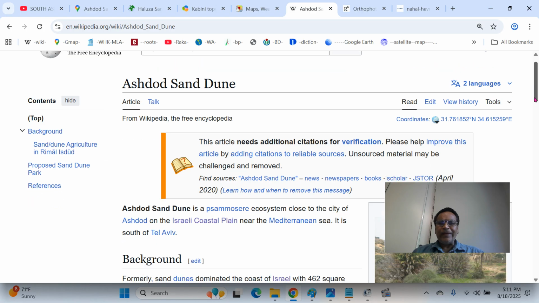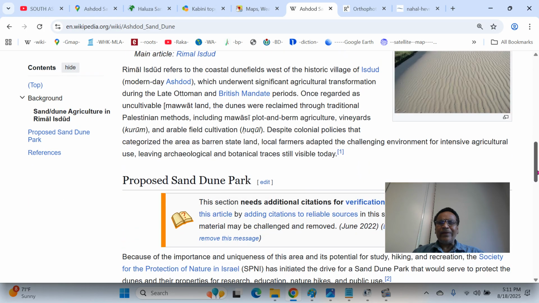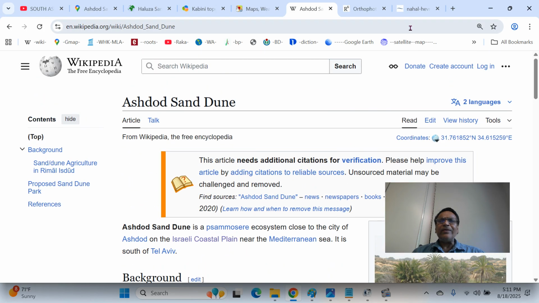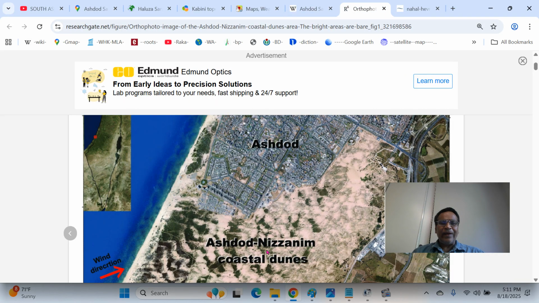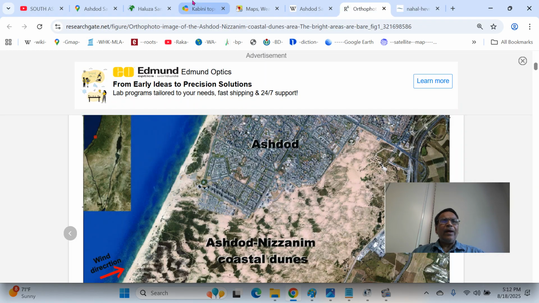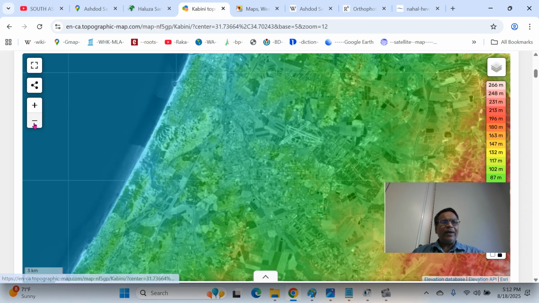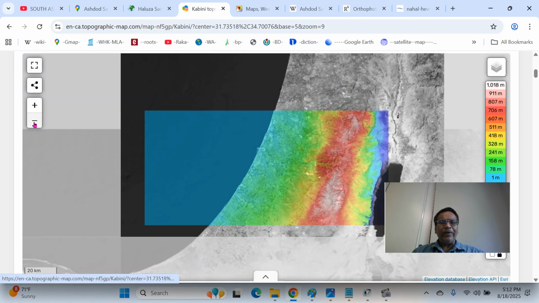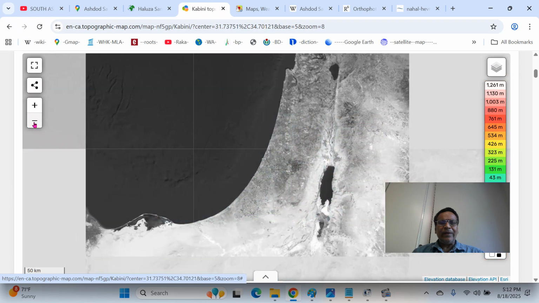Here are the Ashdod sand dunes, which I have shown in this Wikipedia page. You can see the unique geographic and physiographic features. They again show Ashdod town, and south of it are the Ashdod sand dunes. That's not that important. And having seen that, we look at the other prominent geographical features here.